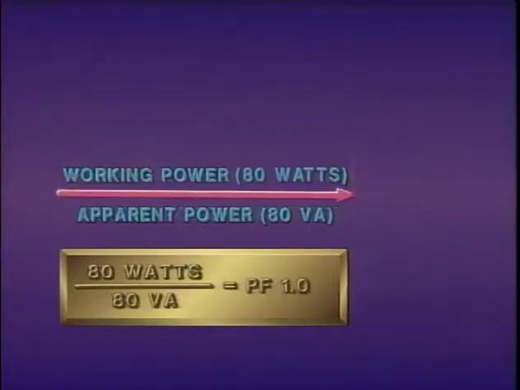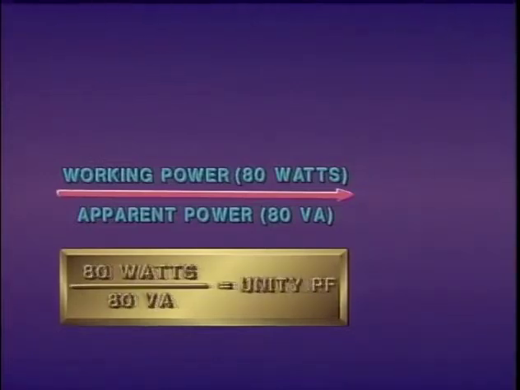The ideal condition is achieved when apparent power is the same as working power, for a power factor of 1, or a 100% power factor. This ideal condition is called unity power factor. However, in actual practice, a T&D system is seldom at unity power factor.